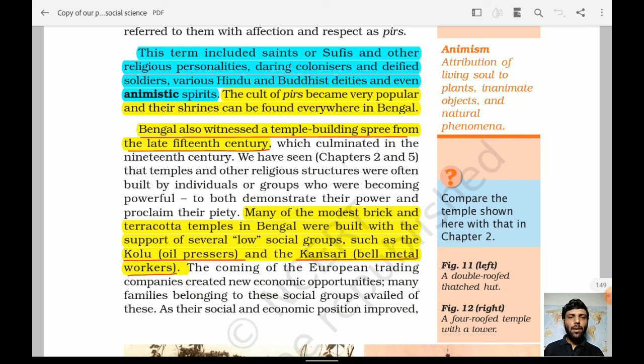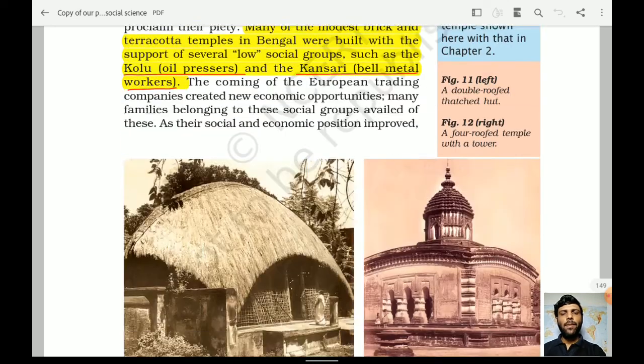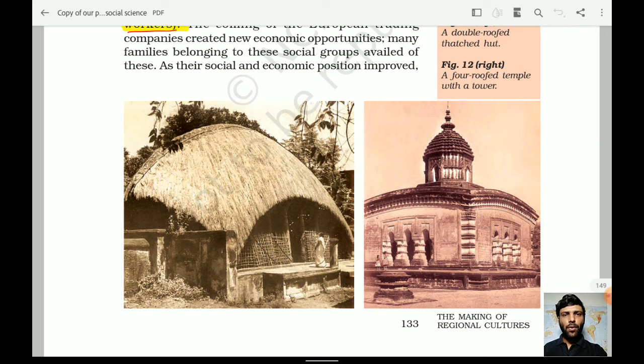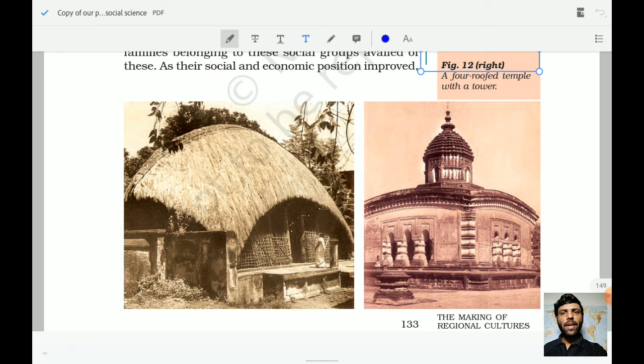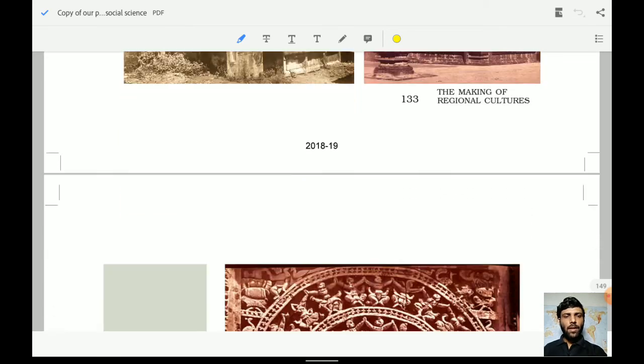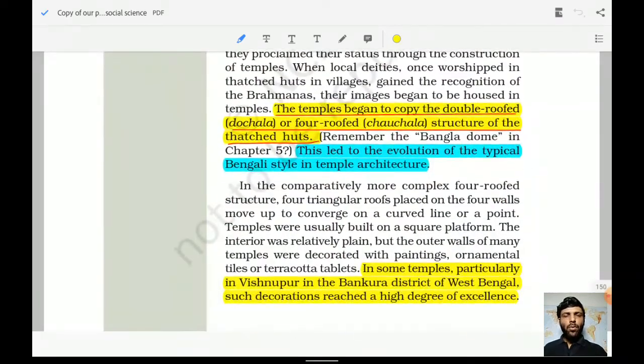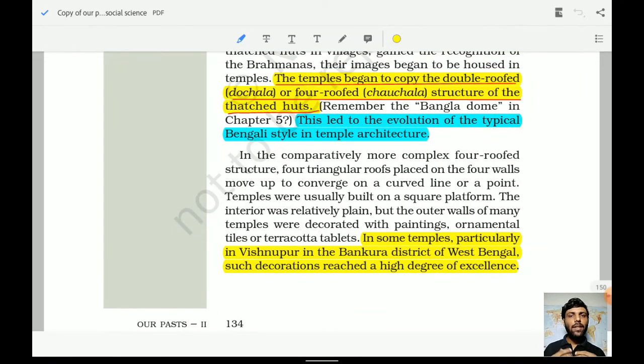Many of the modest brick and terracotta temples in Bengal were built with the support of several low social groups such as Kolu, oil pressers, and Kansari, bell metal workers. So try to remember these two terms: Kolu, oil pressers, and Kansari, bell metal workers. Now here beautiful images of the temples have been depicted, showing what type of temples were getting developed. But we will move ahead and pay attention only to the important part.